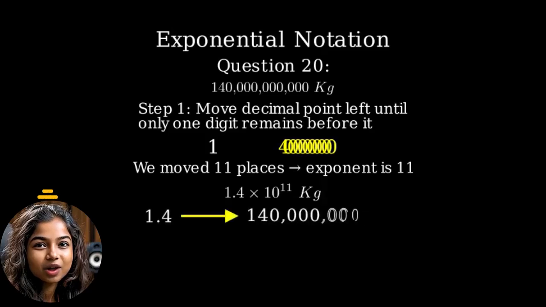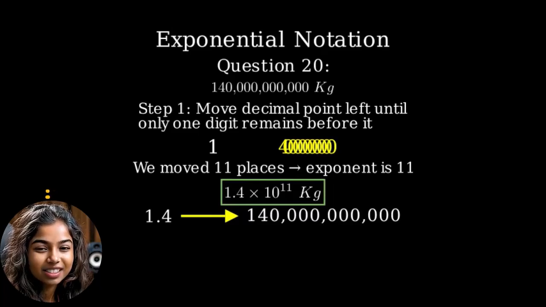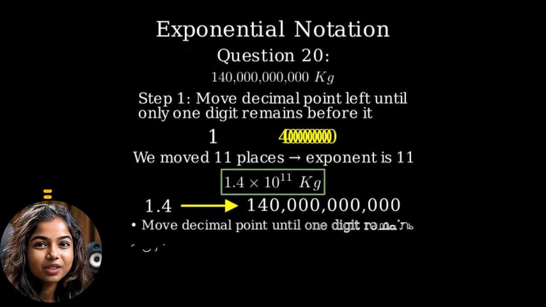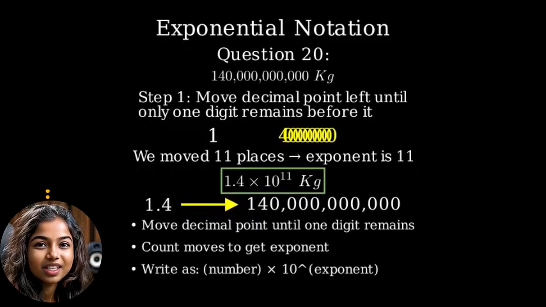Let's verify. 1.4 times 10 to the 11th means move the decimal point 11 places right, which gives us back our original number. Therefore, 140 billion kilograms written in exponential form is 1.4 times 10 to the 11th power kilograms. Remember, exponential notation helps us write very large numbers in a more compact and readable way. The key is to move the decimal point until you have one digit before it, and count the number of moves to get your exponent.